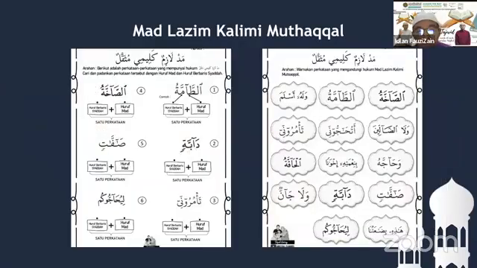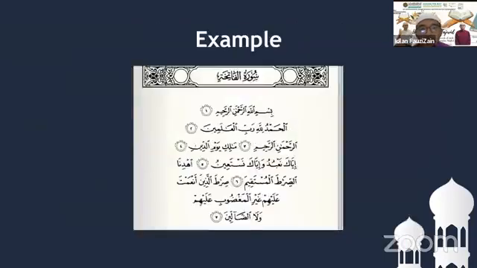So like I said, what is easier to recognize? There is the letter of mad, and of course there is the wave sign above it, meeting with the next letter with shadda. That's Mad Lazim Kalimi Muthaqqal. We need to read it with 6 harakat.